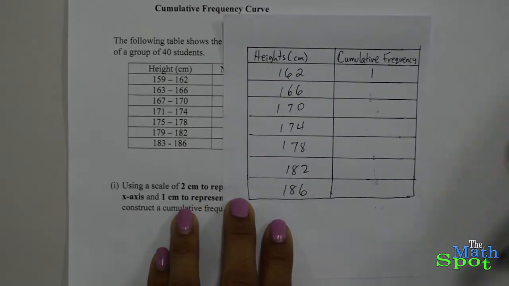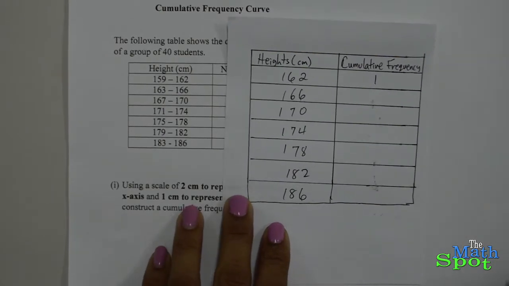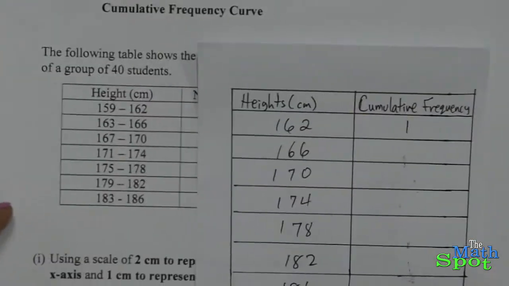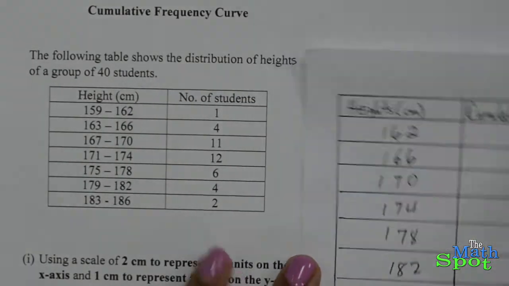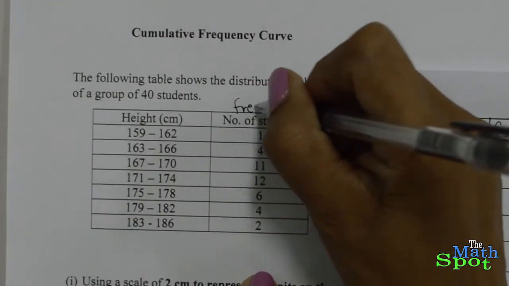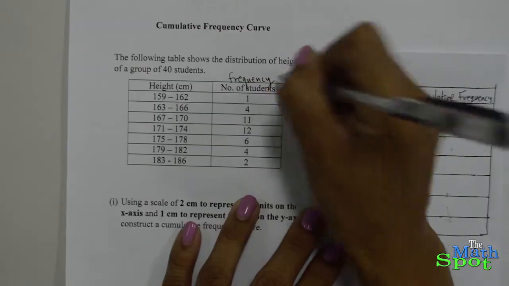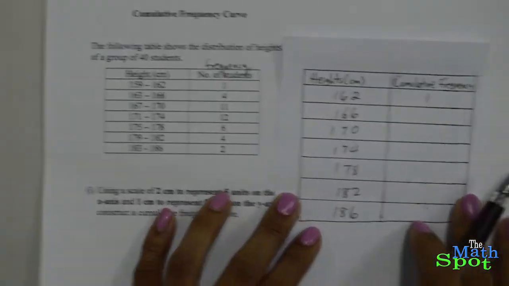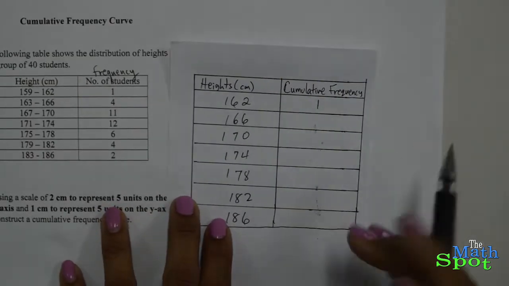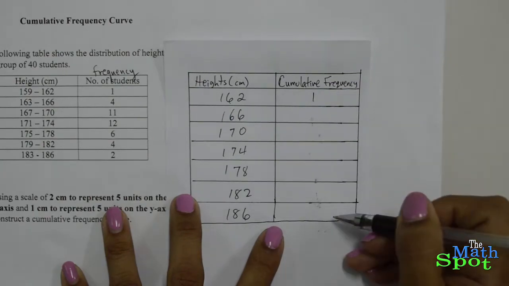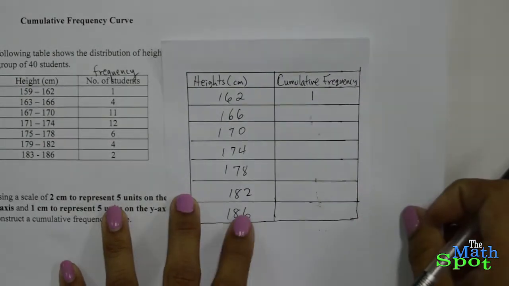Now, remember we're drawing a cumulative frequency curve. And that means we're going to need the cumulative frequency. From the given table, the number of students is also known as our frequency. We're not going to be plotting against that because that's frequency. We need the cumulative frequency. For the cumulative frequency, you're accumulating the data, and at the end, we'll have the total.